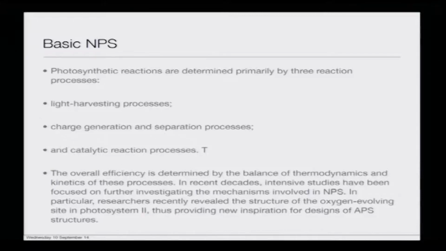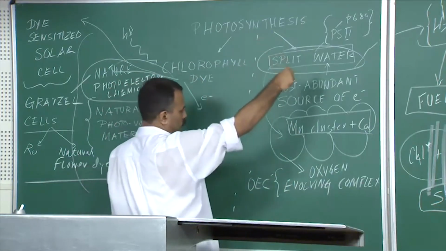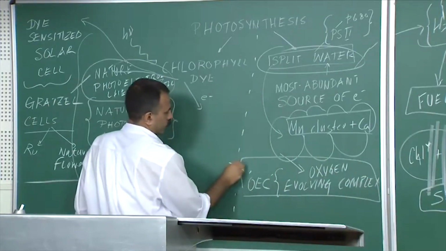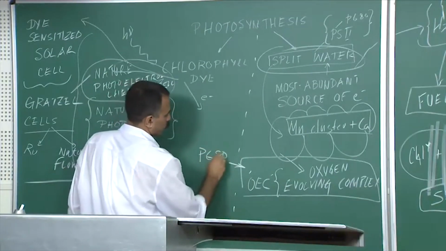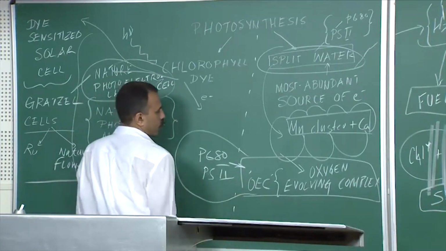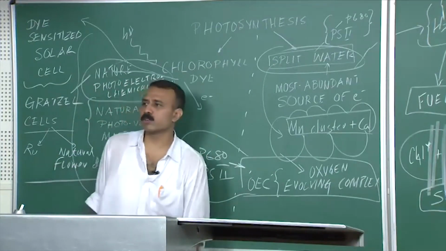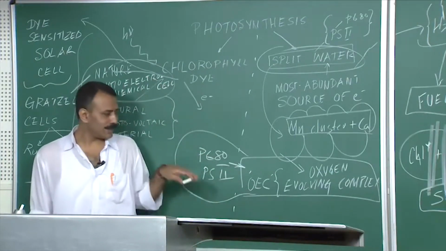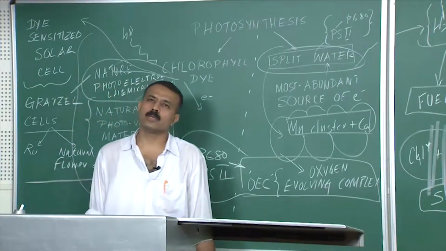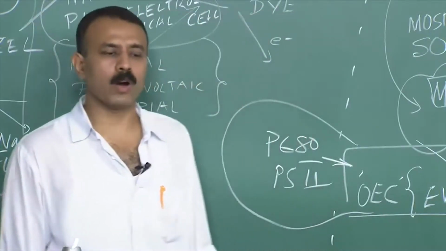Thus providing new inspiration for design of APS structures. So, I was talking to you about the oxygen evolving complex, OEC, underneath P680 of photosystem 2. Recently, at least 3 years back, this structure has been revealed. So, now since this structure is known, there is a lot of inspiration to design a better oxygen evolving complex, or better water splitting complexes. Okay.